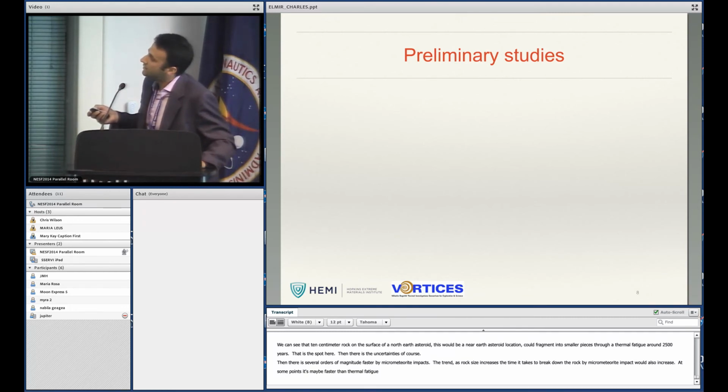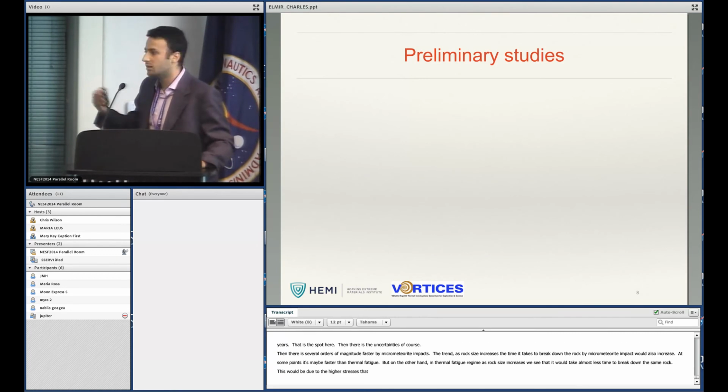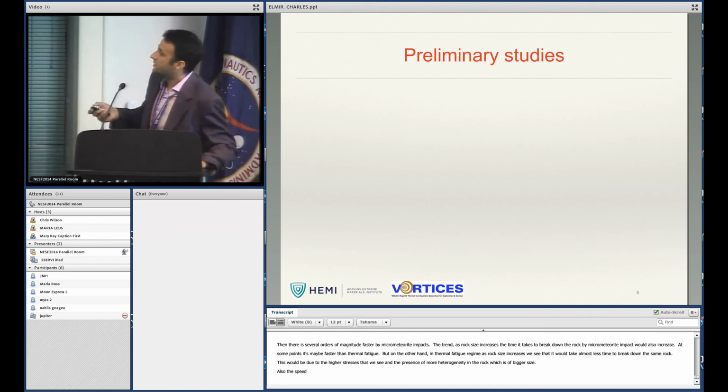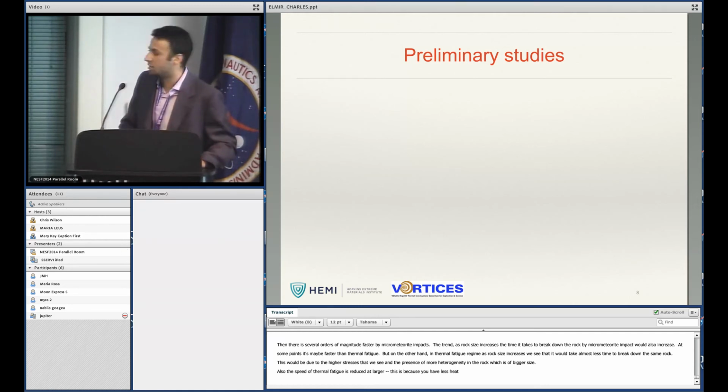But on the other hand, in the thermal fatigue regime, as the rock size increases, we see that it would take less time to break down the same rock. And this would be due to the higher stresses that we see and the presence of more heterogeneities in a rock of bigger size. Also, the speed of thermal fatigue is reduced at larger heliocentric distances, obviously because you have less heat, less temperature ranges, smaller delta T.